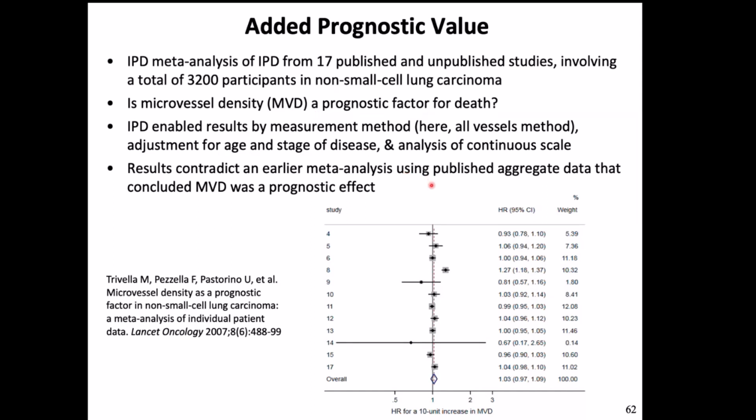Doug's group got the IPD. They were able to analyze MVD on its continuous scale. They were able to adjust for age and stage of disease. And they looked to see whether it added value over and above age and stage of disease. And you can clearly see that actually after standardizing things and getting the raw data, there is no clear evidence of an effect. So it doesn't add prognostic value. This contradicted previous meta-analysis. And again, it's much more reliable.